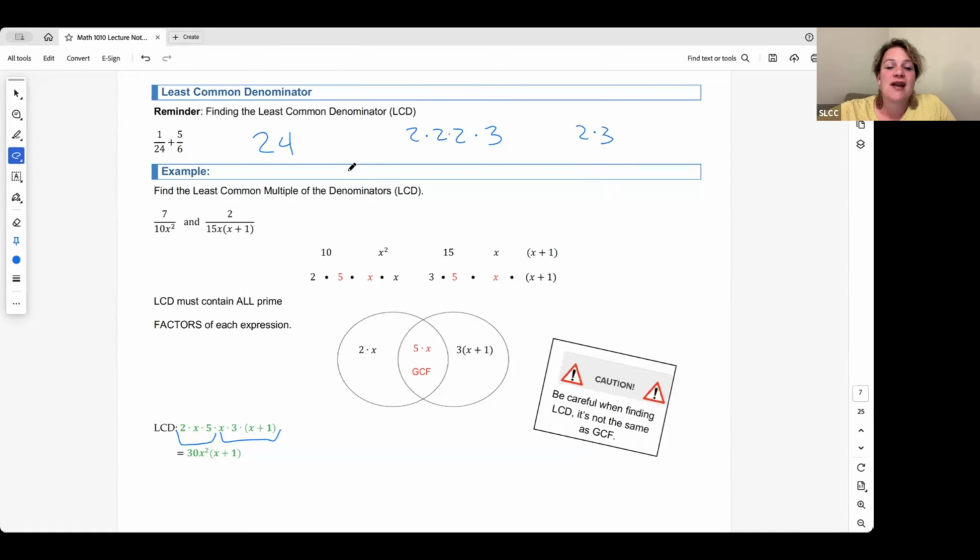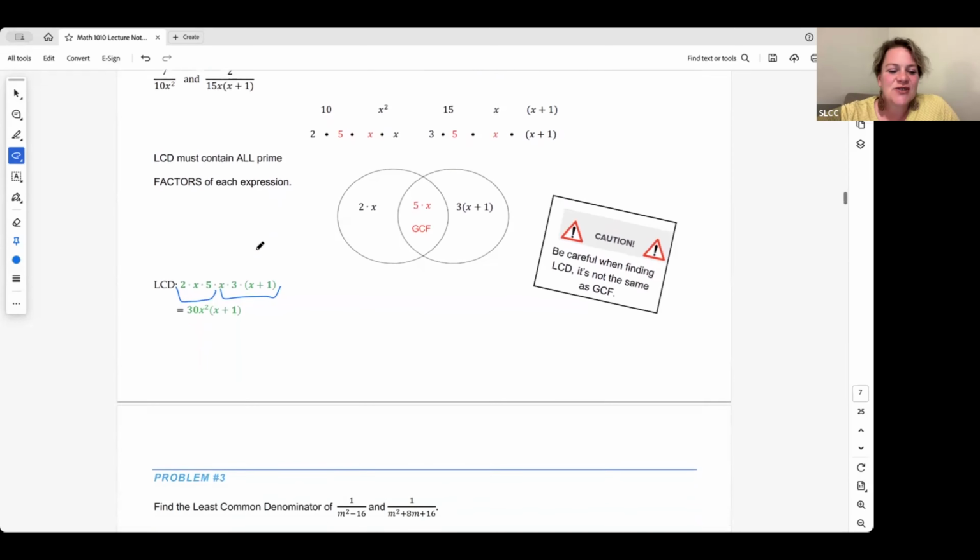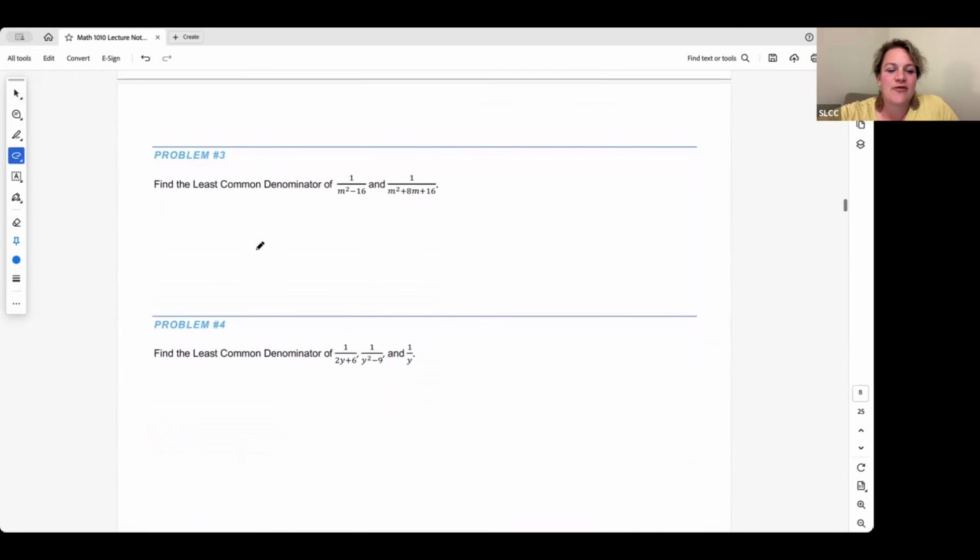Okay, so how do I find the lowest common denominator or the least common multiple? I need the most of any distinct factor. So this one gives me the most 2's, and they both give me the same amount of 3, so it doesn't matter if I take the 3 from here or the 3 from there. Then I see the LCD is 24. Again, looking at 10x squared and 15x, x plus 1, I need the most of any common factor. That's how I get 2, 5, 3, and x squared and x plus 1. Let's use that knowledge to try problem 3 and problem 4.